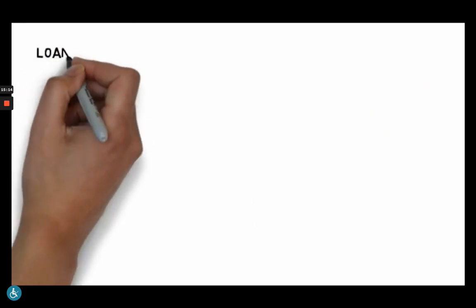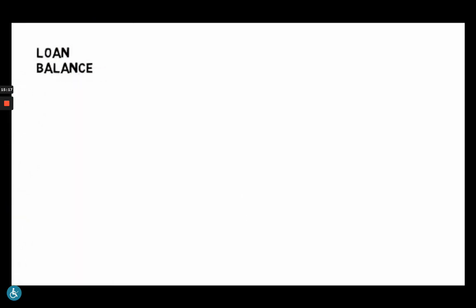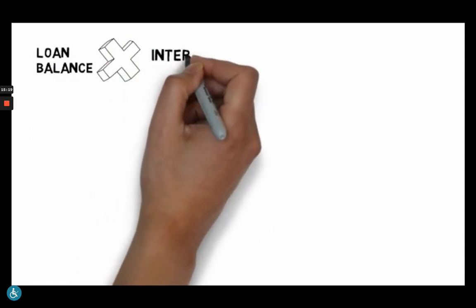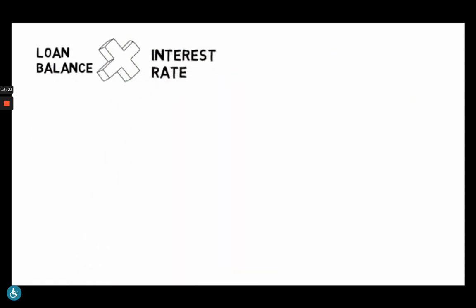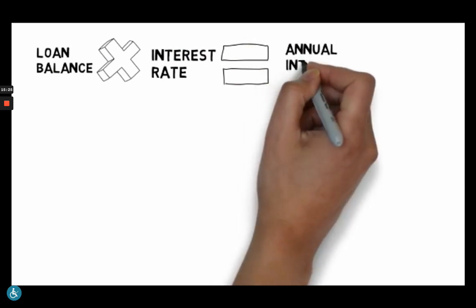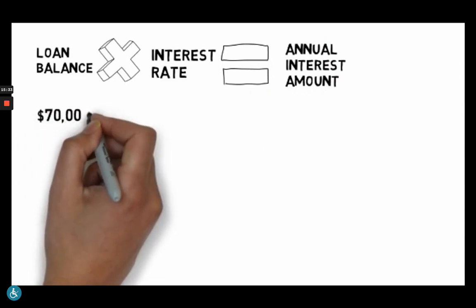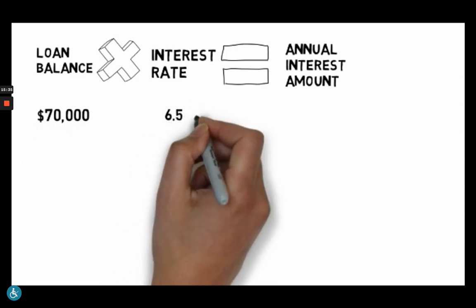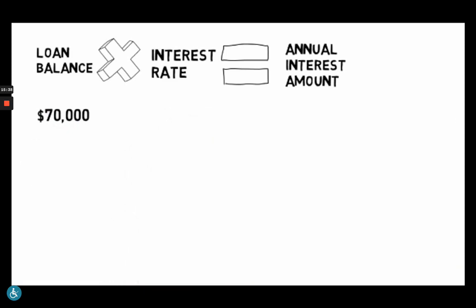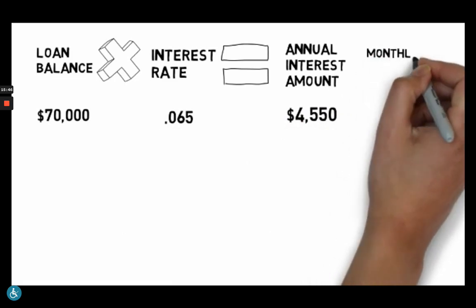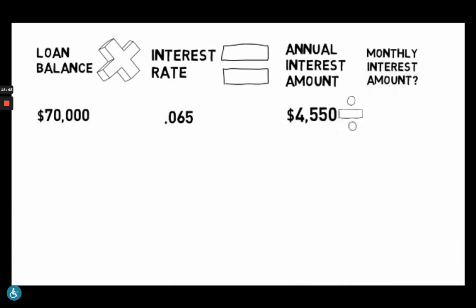Let's look at a simple interest calculation. You can estimate how much a borrower is paying in interest by taking the loan balance and multiplying it by the interest rate. This gives you the amount paid annually in interest. Let's look at an example. A $70,000 loan has an interest rate of 6.5%. Remember, 6.5% is the same as 0.065. Multiply these numbers together, and you get an annual interest amount of $4,550. To see what this would be on a monthly basis, just divide the annual amount by 12, and that will give you the monthly interest amount.